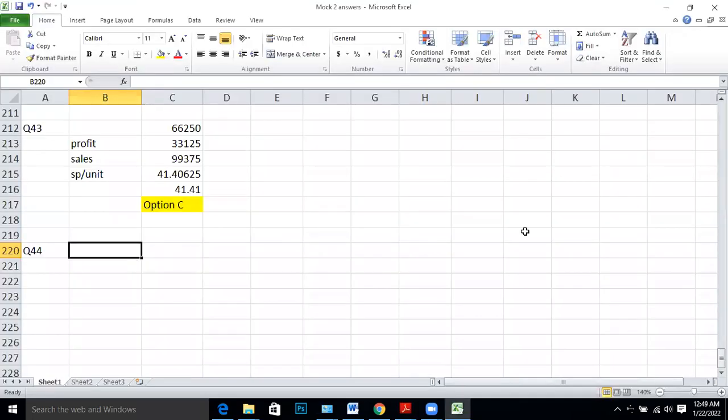44. False, true, false. That means first and third statements are false, whereas the second statement is true.